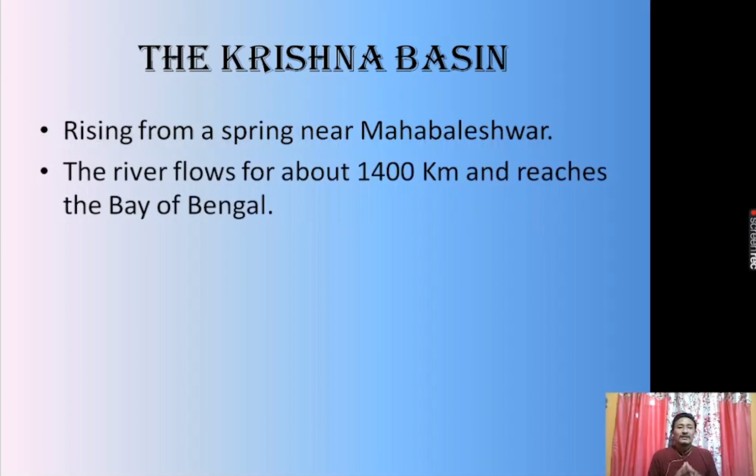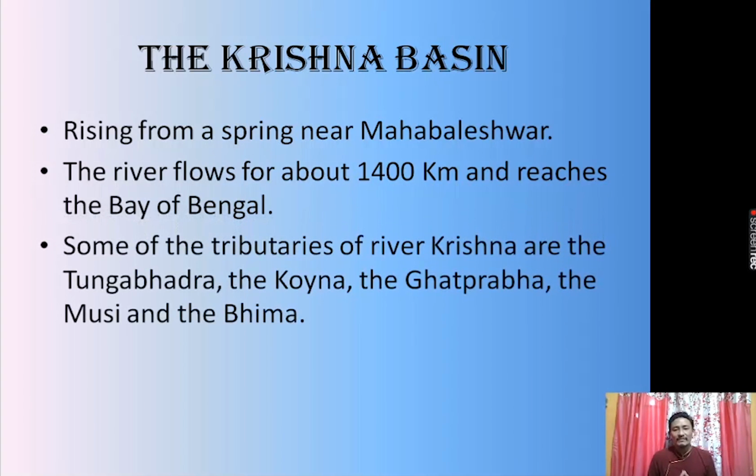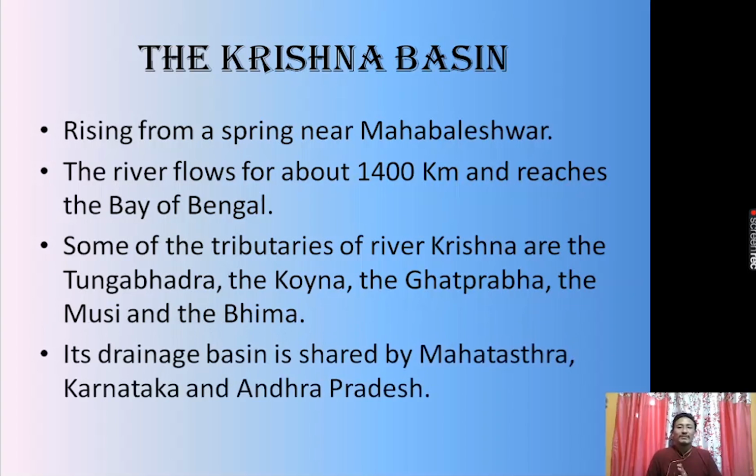The river flows about 1400 kilometers and reaches the Bay of Bengal. Here, if you see, the most common thing is that these rivers get discharged in the Bay of Bengal. Some of the tributaries of the River Krishna are Tungabhadra, the Koyna, the Ghataprabha, the Musi, and the Bhima. Its drainage basin is shared by Maharashtra, Karnataka, and Andhra Pradesh. These are the three states through which this river flows, and they come under the drainage basin of the River Krishna.